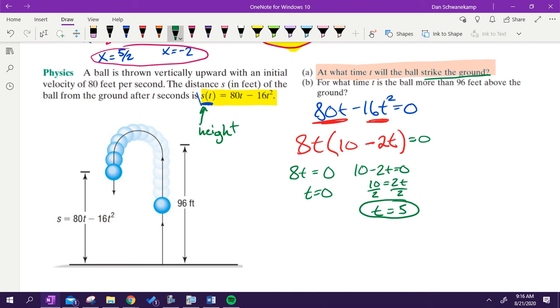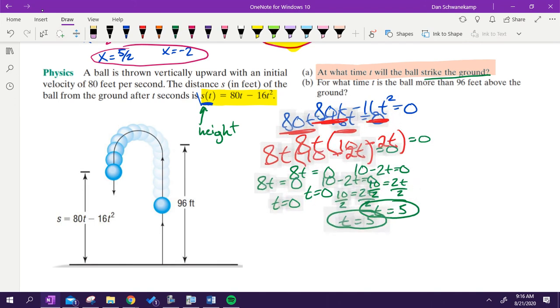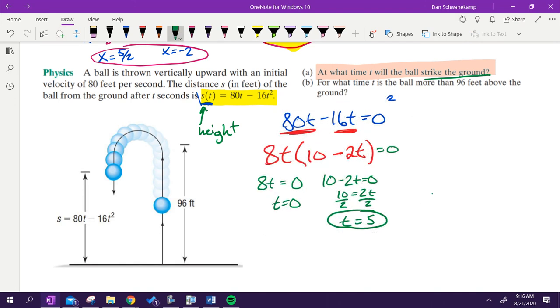Kind of makes sense on what we did there. Set the height equal to 0. Just know, what did they give you and what are you looking for? Oh, that was a height equation. So take the height and set it equal to 0. All right, so there's the first part.